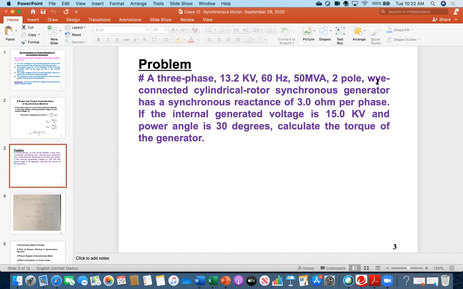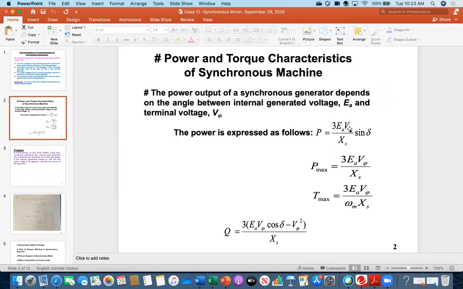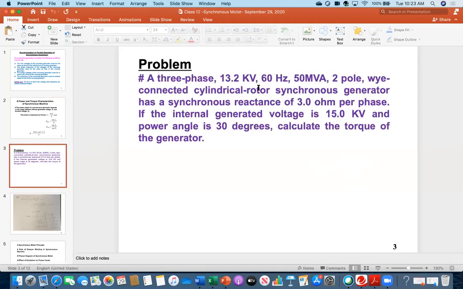And then keep in mind that it is Y connected. So for a three-phase Y-connected system, this is the line to line voltage. But in that equation, these are phase quantities. EA and the terminal voltage V phase are both phase quantities, not line to line. Everybody please listen. These are phase quantities. So you have to convert this into phase voltage.